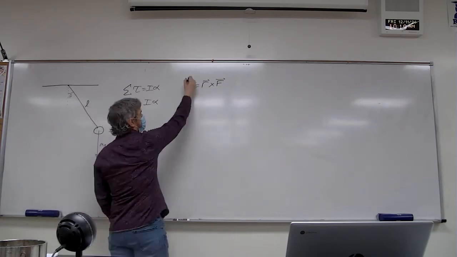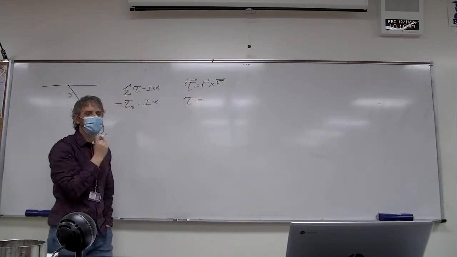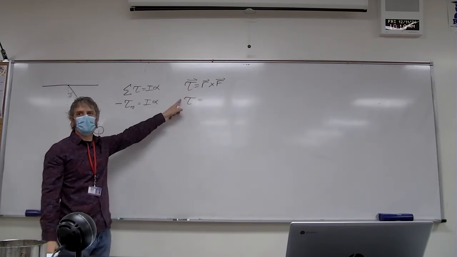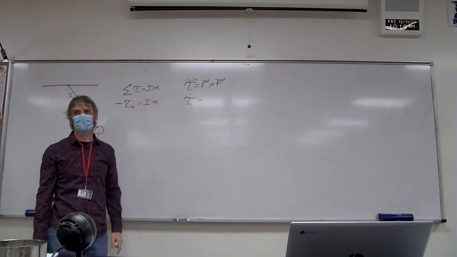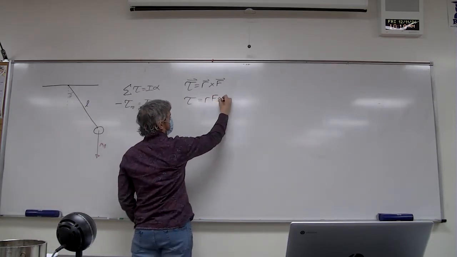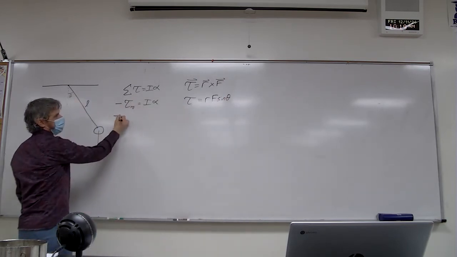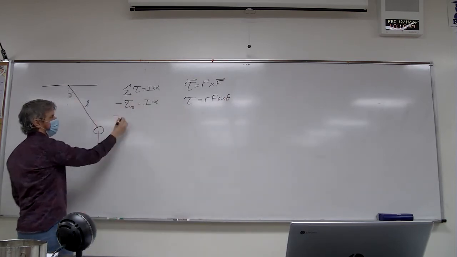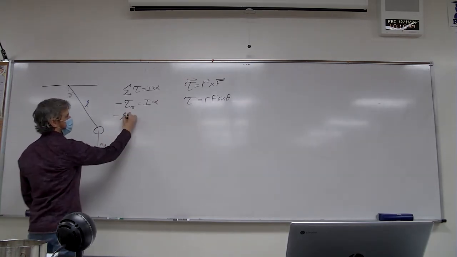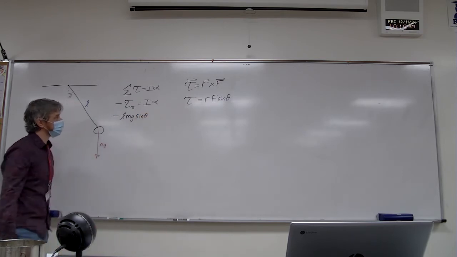The magnitude of the torque. By the way, you can indicate magnitudes if you're being consistent with your vector symbols. You can indicate magnitudes just by writing the thing with no vector symbol above it, right? So then that would just be R F sine theta. So this restoring torque would be negative, and then it would be R, but we know R is just the length of the pendulum L, times the force, which is mg, times the sine of the angle between them.